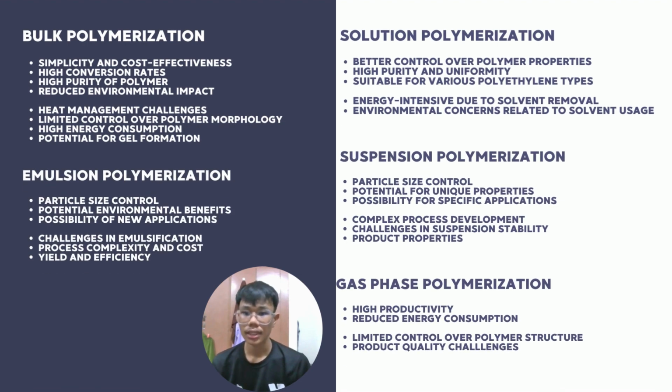Alright, in this section, I will tell you the strengths and weaknesses of bulk, emulsion, solution, suspension, and gas phase polymerization. The strengths for bulk polymerization are simplicity and cost effectiveness, high conversion rate, high purity of polymer, and reduced environmental impact. The weaknesses are heat management challenges, limited control over polymer morphology, high energy consumption, and potential for gel formation.